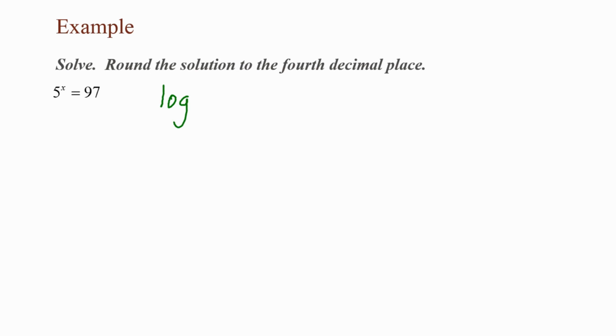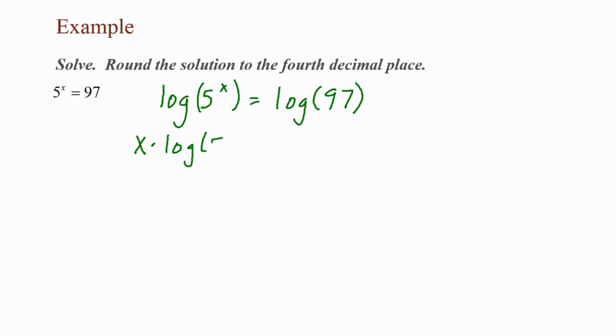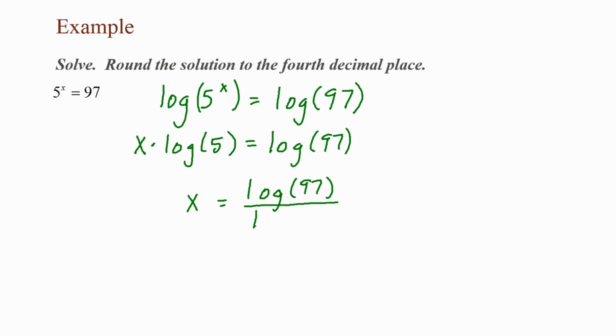So log of 5 to the x equals log of 97. I can write my exponent in front. x times log of 5 equals log of 97. Now I can solve for x by dividing both sides by log of 5. x equals log of 97 over log of 5.